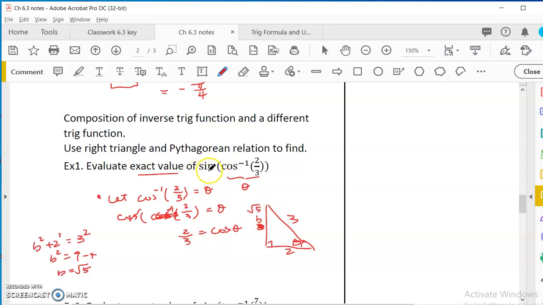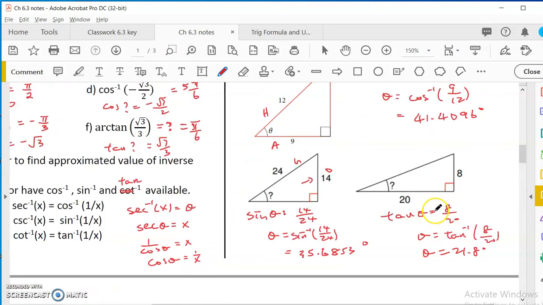Now I want to find the exact value of sine theta. Remember, we replaced this with theta. We did not solve for it. Sine theta is opposite over hypotenuse, reading off the triangle, which is root 5 over 3, and it is the exact value. Do not solve for theta and then compute. Use a right triangle and the Pythagorean relation to solve for the side and write the exact value of sine of cosine inverse 2 over 3.